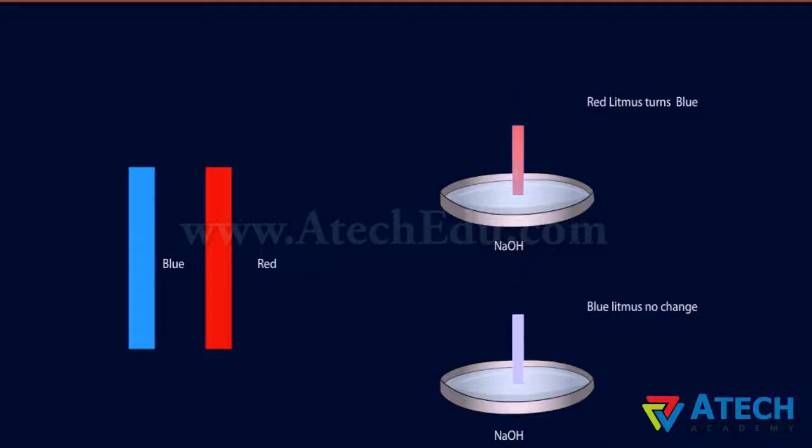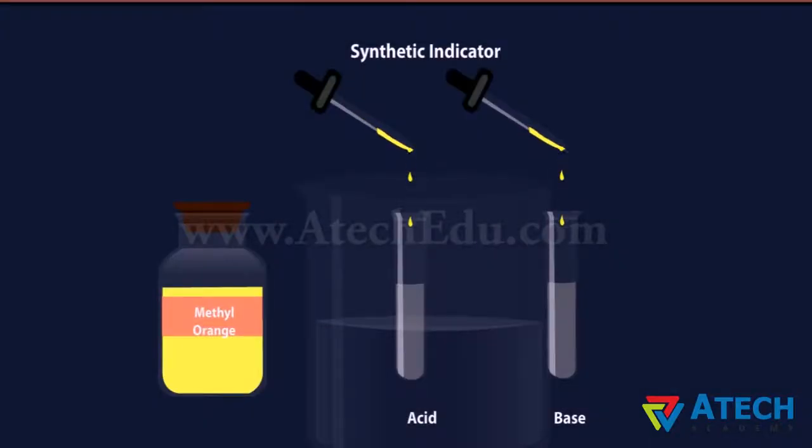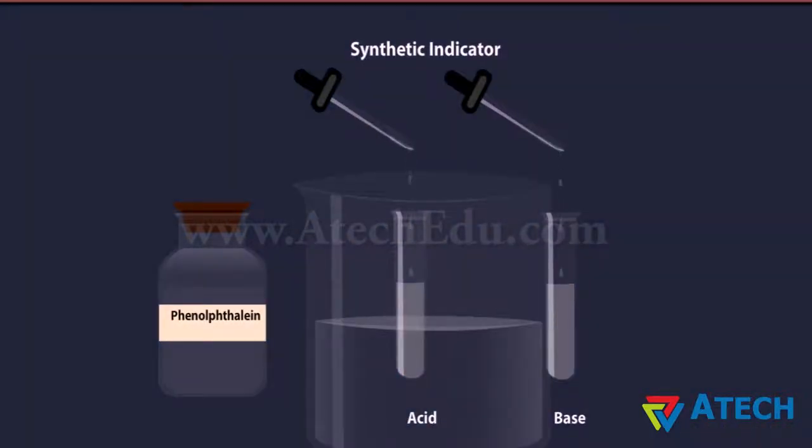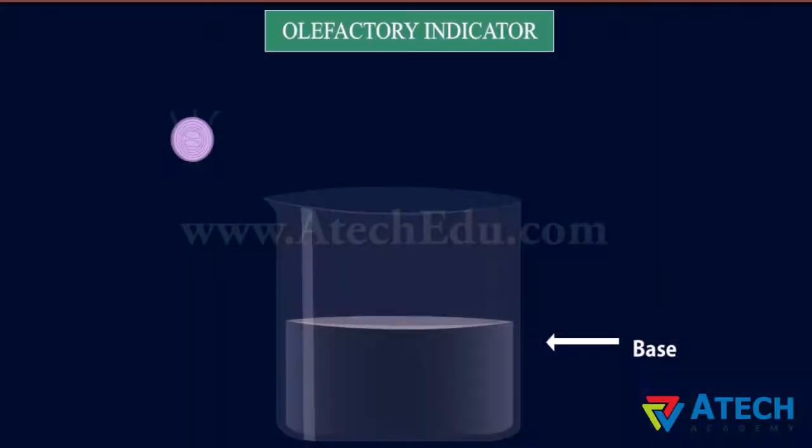Apart from natural indicators, there are a few synthetic indicators. Methyl orange, whose natural color is orange, turns red when mixed with an acid and turns yellow when mixed with a base. Phenolphthalein is colorless. It does not change in an acid but turns pink in a base. Onion is an olfactory indicator. Onion has a typical smell which gets destroyed when dipped in a base.